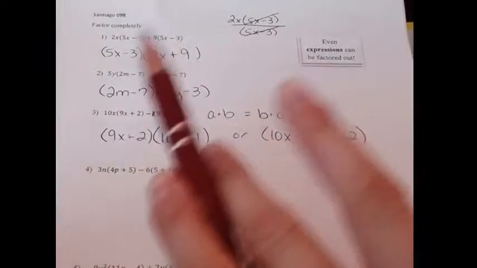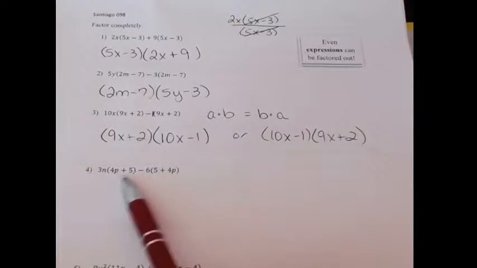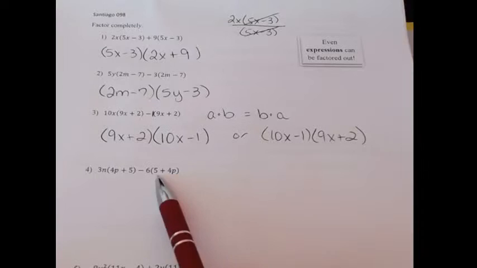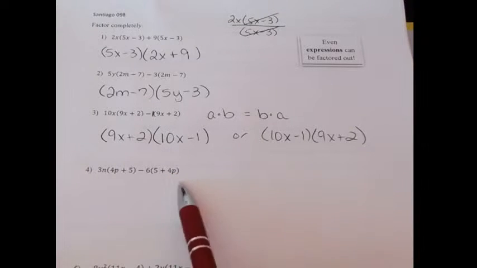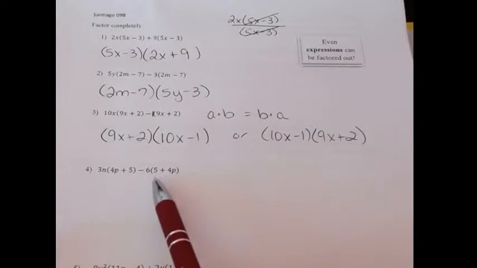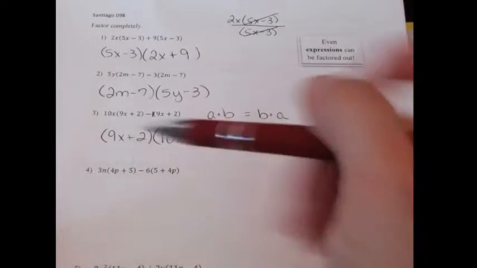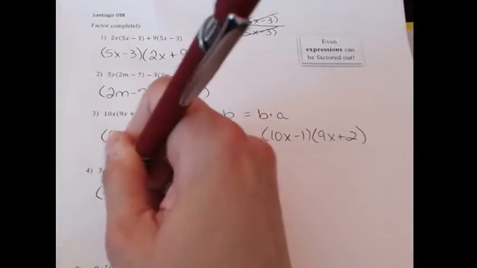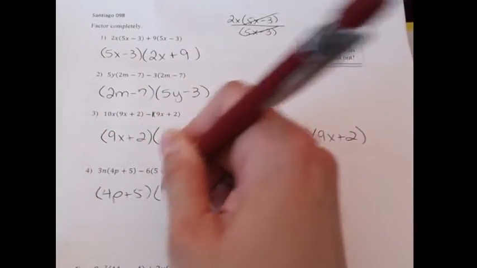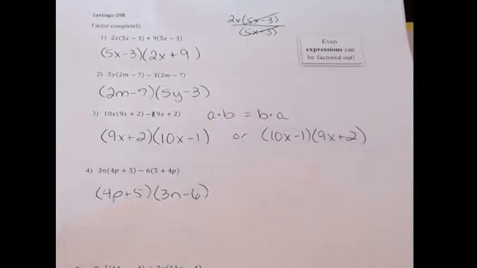So I think the first thing you all noticed was that the 4p plus 5 was the same, even though it was written 5 plus 4p. That order, it's commutative, right? So addition is commutative. So this is the same as 4p plus 5. So the first thing you all did was you said, okay, we're going to take out the 4p plus 5, and then I'm left with 3n minus 6.